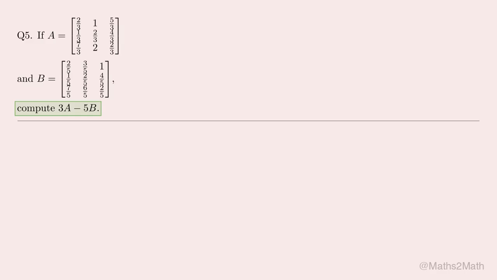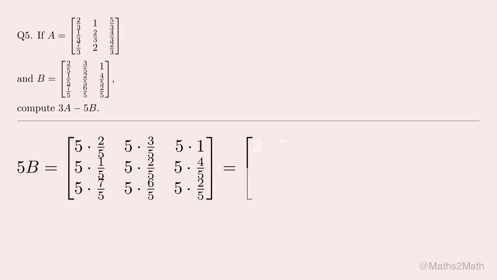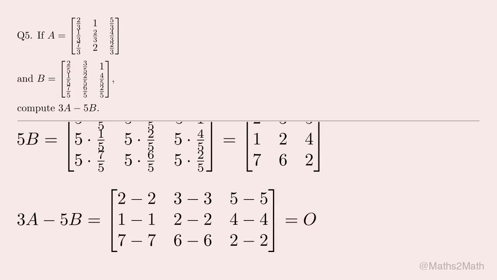Question 5. Fractions everywhere, but watch what the scalars 3 and 5 do to them. Matrix A is built from thirds and B from fifths. The scalars 3 and 5 are chosen to clear them. Multiply every entry of A by 3. Each third clears to a whole number. Now every entry of B times 5. The fifths clear to exactly the same whole numbers. Identical matrices subtract to the 0 matrix, entry by entry.